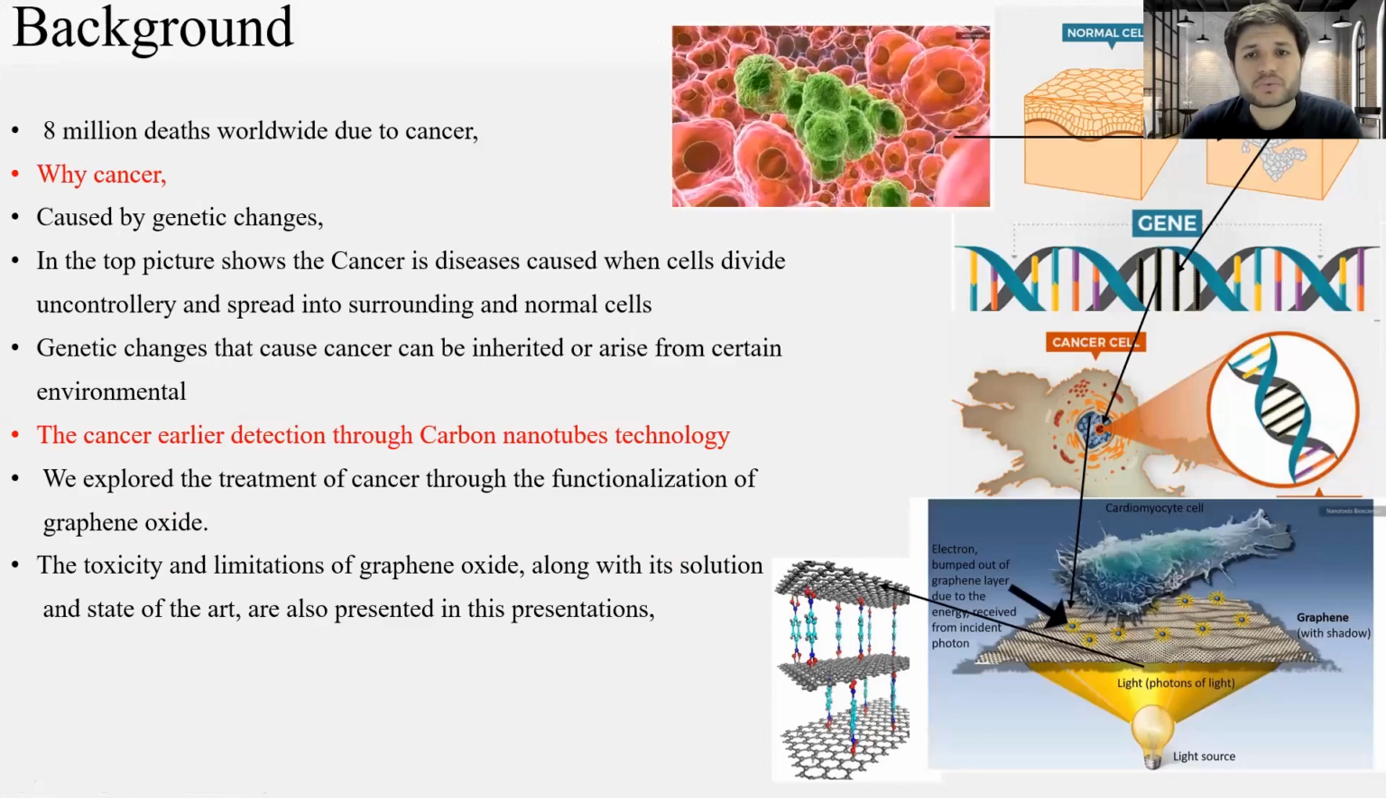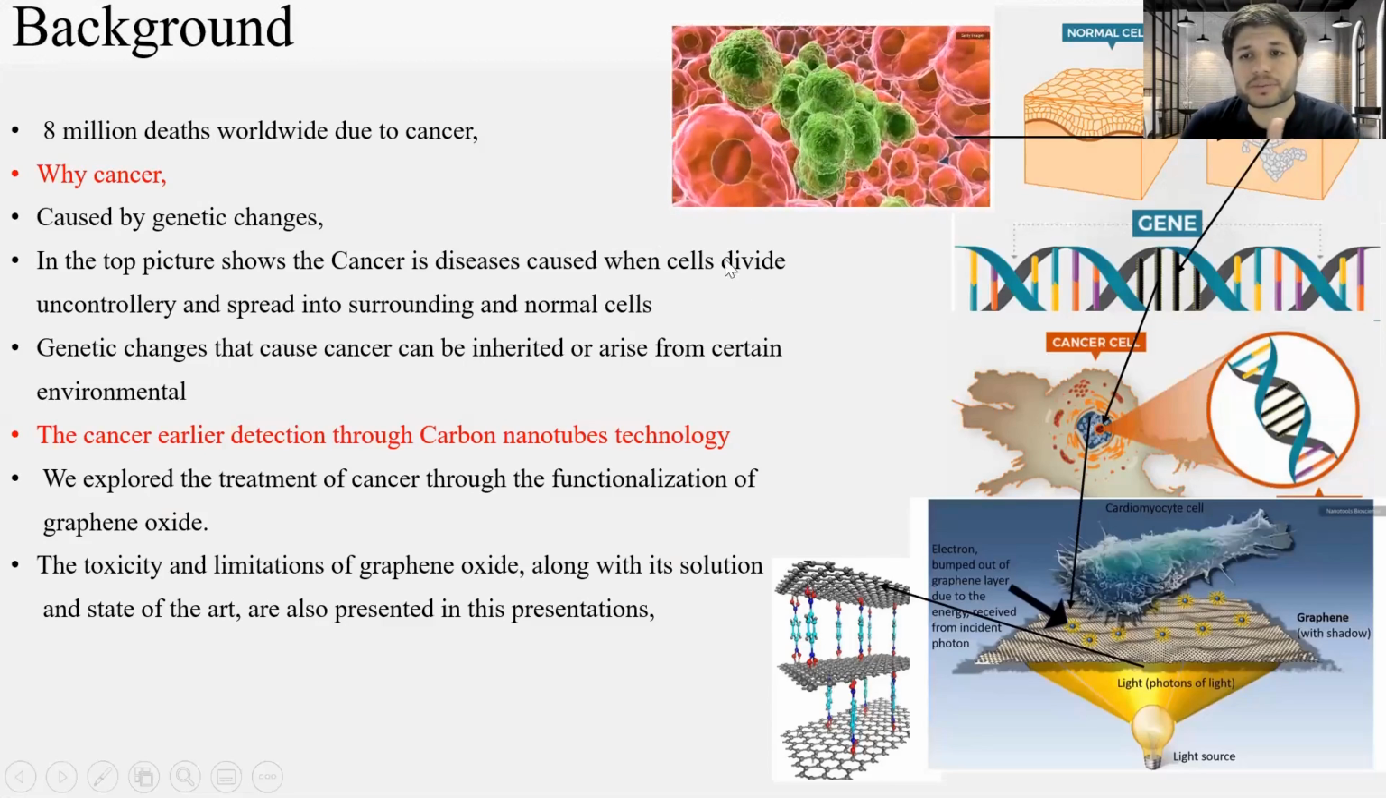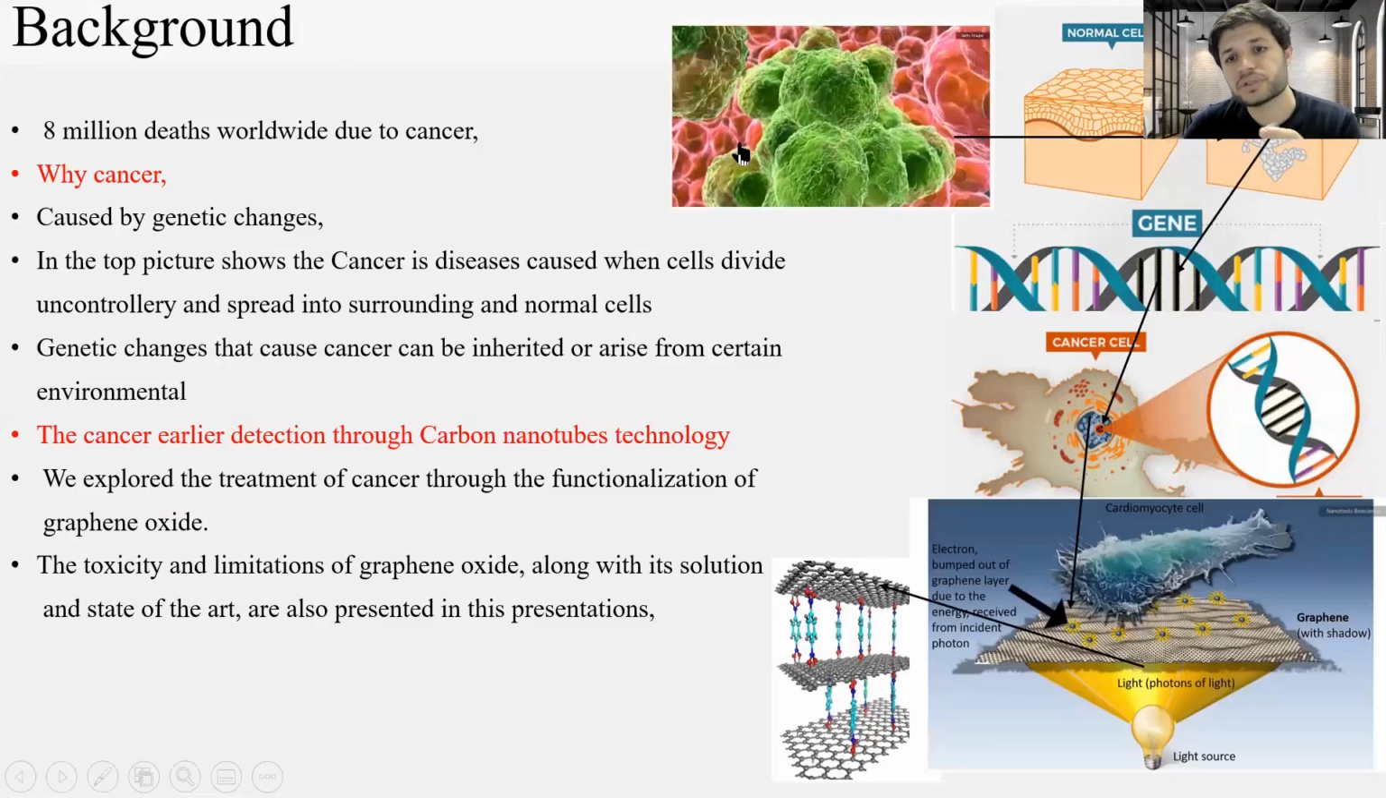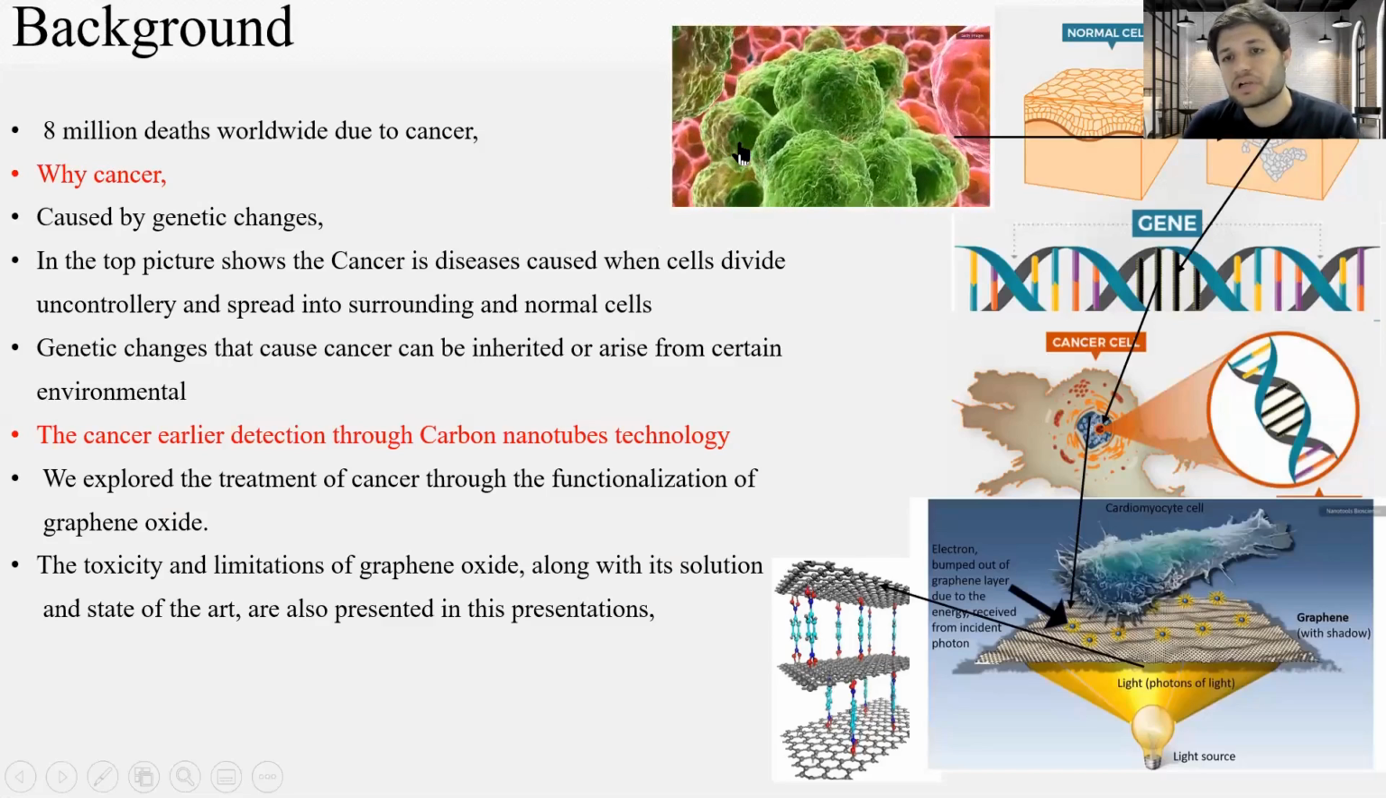Cancer is a disease caused when cells divide uncontrollably and spread into surrounding tissues. Cancer is caused by changes in DNA. These changes are also called genetic changes. Genetic changes that cause cancers can be inherited or arise from certain environmental factors like exposure to viruses, smoking, dangerous chemicals, and ultraviolet radiation. So these genetic changes cause the cancer.